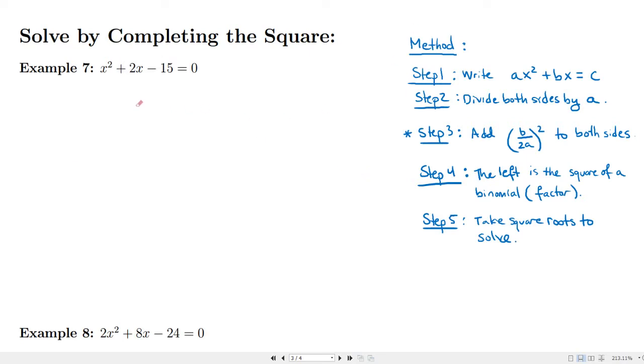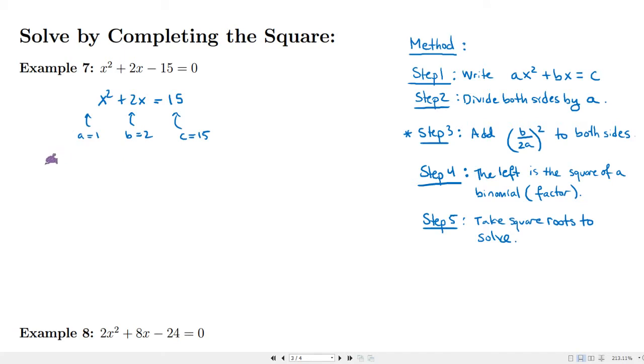So let's begin by solving this one right here. First, we will bring the constant term to the right side, so we're going to add that 15 over here. Okay, and so now we have a is 1, b is 2, and c is 15. So a is 1, dividing both sides by a, it's already done.